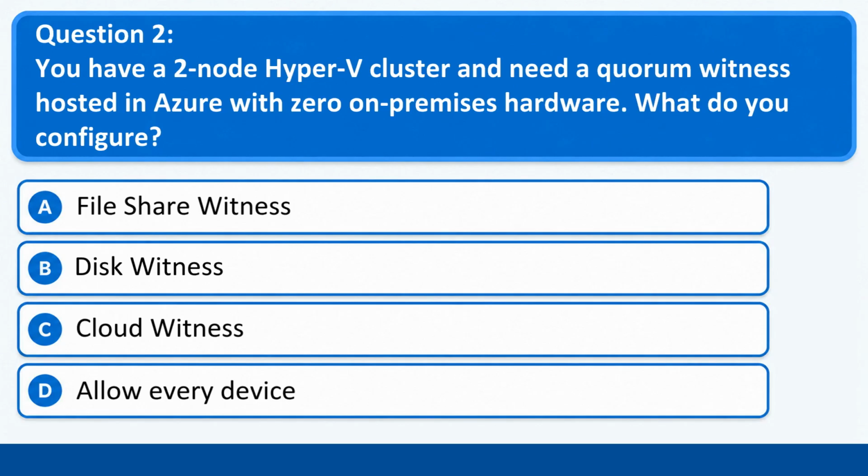Question 2. You have a 2-node Hyper-V cluster and need a quorum witness hosted in Azure with 0 on-premises hardware. What do you configure? A. File share witness. B. Disk witness. C. Cloud witness. D. Allow every device.